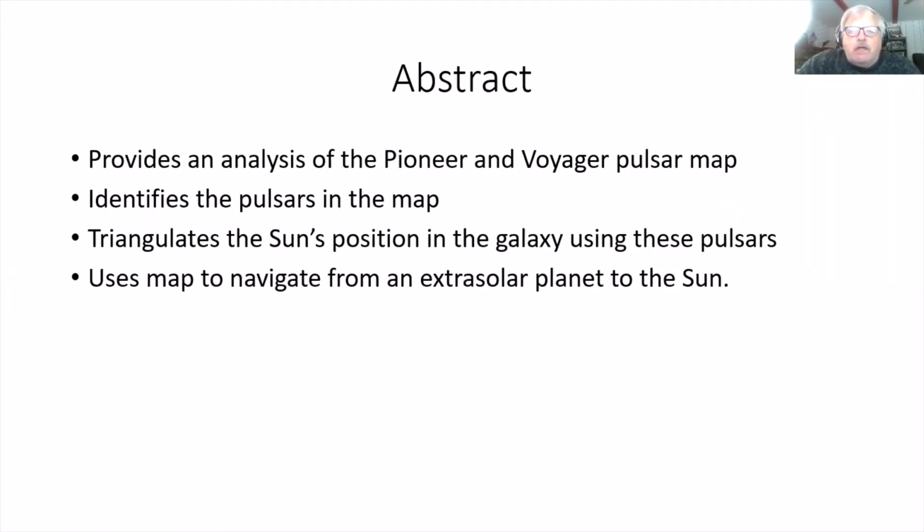So we're going to look at the Pioneer and Voyager pulsar map that was installed on those spacecraft. We're going to identify the pulsars in the map, and then we're going to see if we can triangulate our sun's position in the galaxy using these pulsars. Then I'm going to make a hypothetical trip from a known exoplanet to our sun, attempting to use the Pioneer map as a guide.